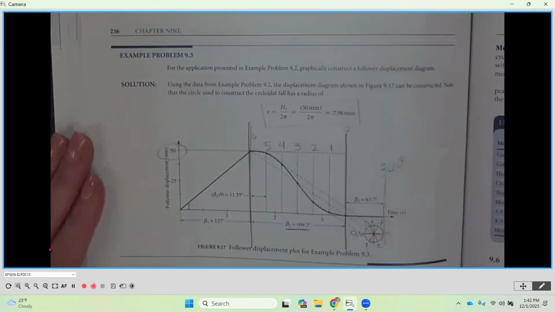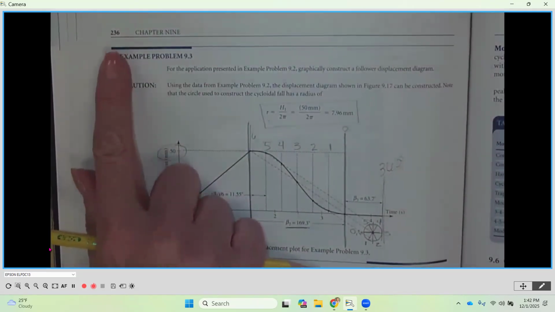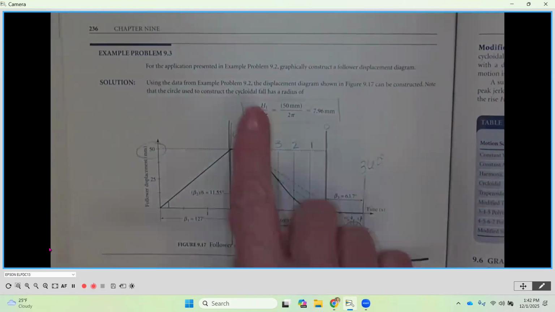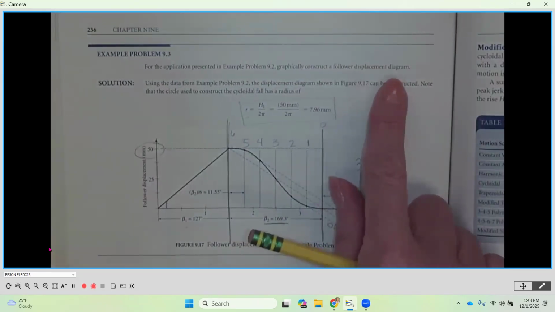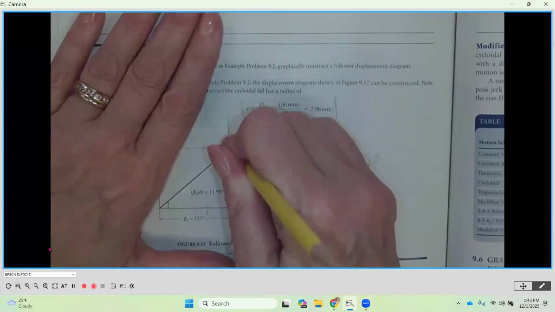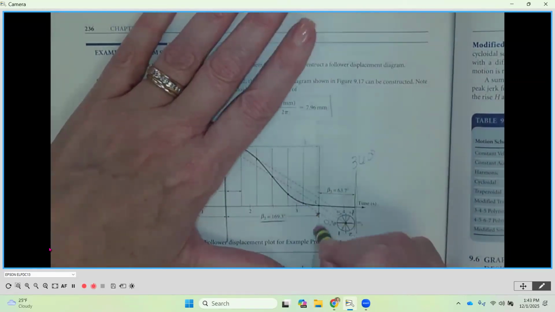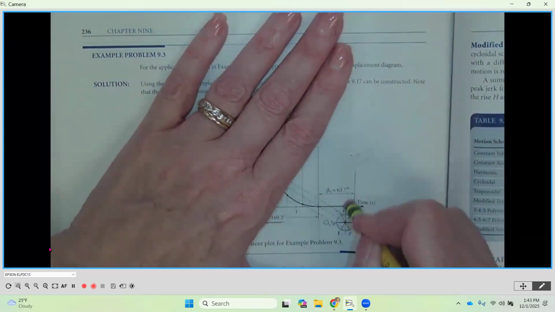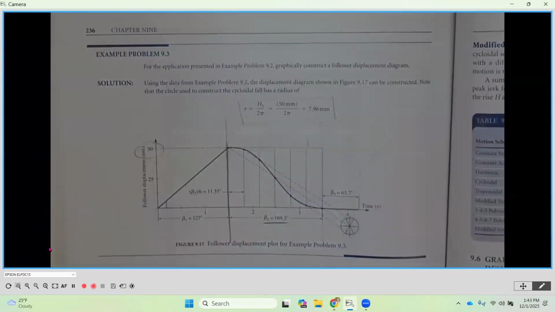So if we look at problem 9.3, which is on page 236, it says here, the application presented in example 9.2, graphically construct the follower displacement diagram. So we're going to talk this through. Again, I'm not going to demonstrate in AutoCAD how to do this. What I'm going to do is talk it through and relate the numbers that we had gotten to what we see here in the construction.